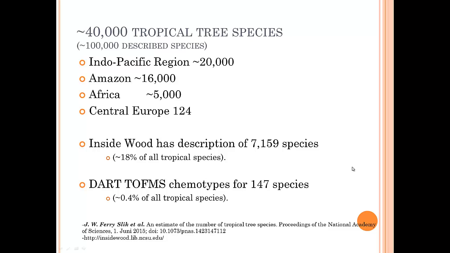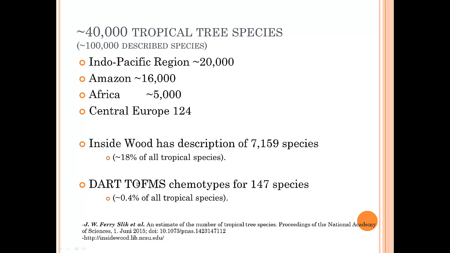So, let's look at the big picture. Recently there was an estimate that there's about 40,000 tropical tree species in the world. If one considers areas beyond the tropics, people have said there's roughly 100,000 described species. InsideWood currently has roughly 7,159 species described. 18% of those are tropical species. And some of these species are in fact from descriptions of fossils.